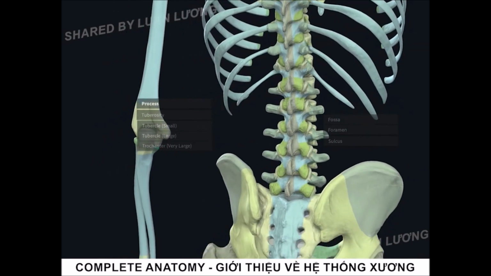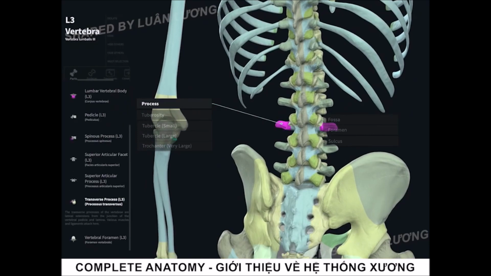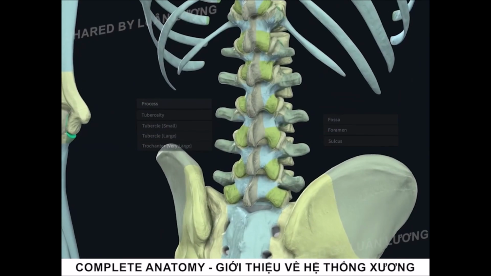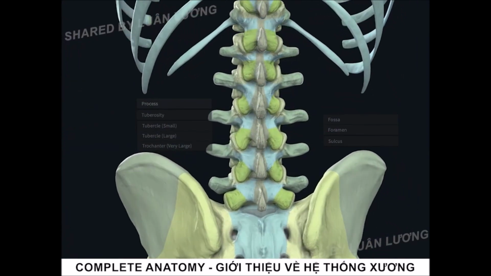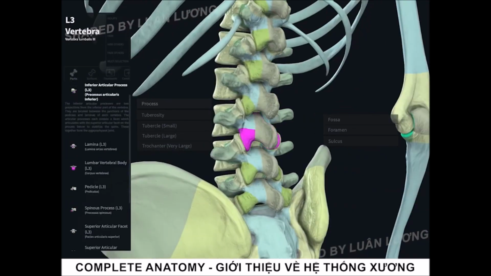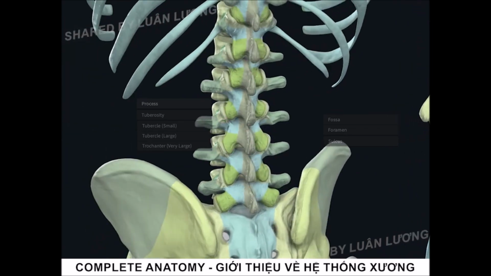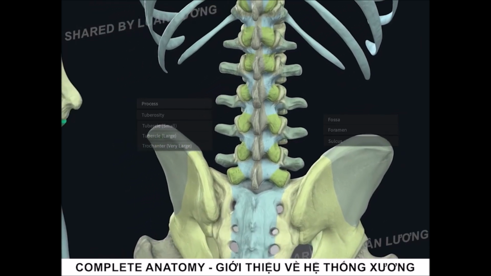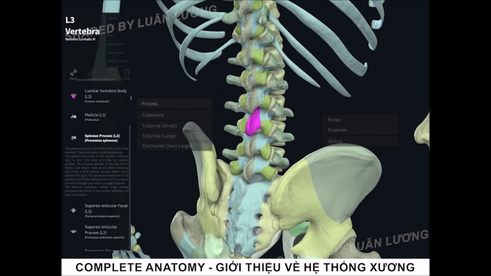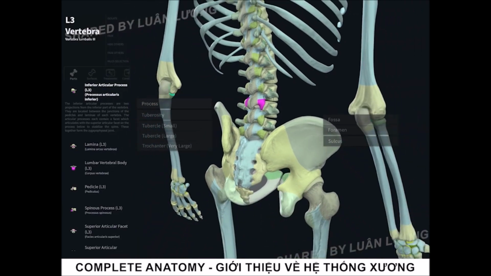Now, the first of these terms is a process. A process is going to be an extension of bone. And there are multiple types of processes. We're going to see here on one bone, we have a transverse process, a spinous process, an inferior articular process, and a superior articular process. So these are going to be different extensions of bone. And some of them are going to be meant for sites of muscle attachment, while others are going to be aiming towards another bone and a point of articulation.